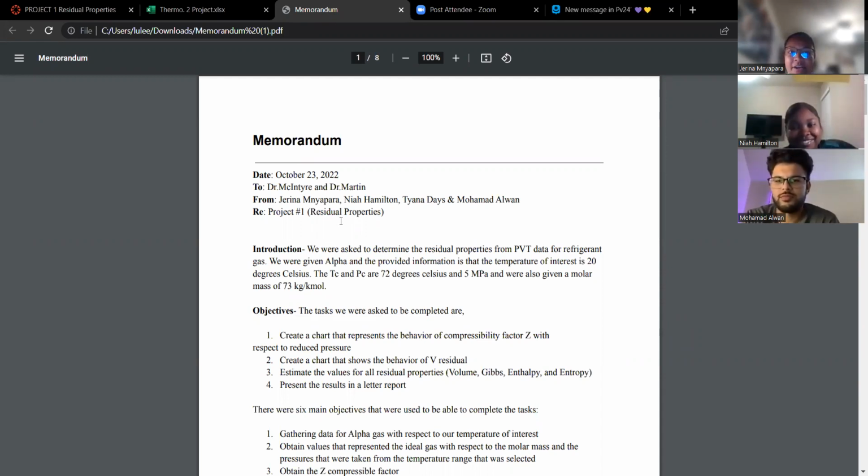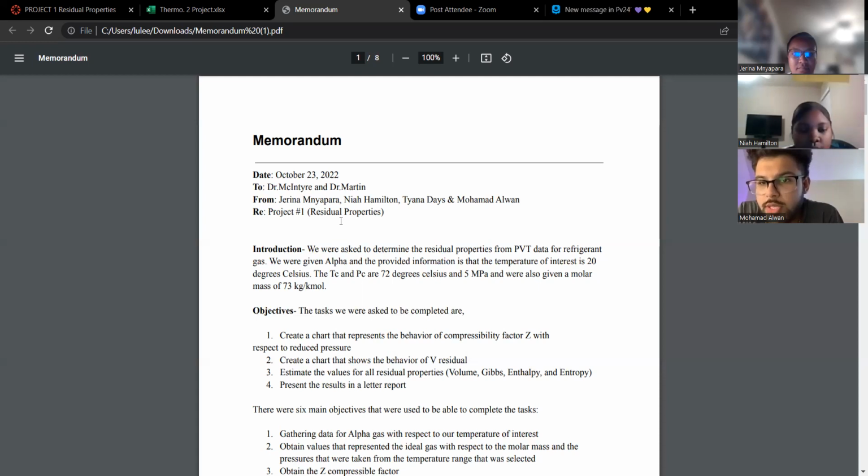Today we're going to be talking about our Thermo 2 project. Introduction. We were asked to determine the residual properties from the PVT data for refrigerant gas. We were given alpha, and the provided information is that the temperature of interest is 20 degrees Celsius, the TC and PC are 72 degrees Celsius and 5 MPa, and we're also given a molar mass of 73 kilograms per kilomole.